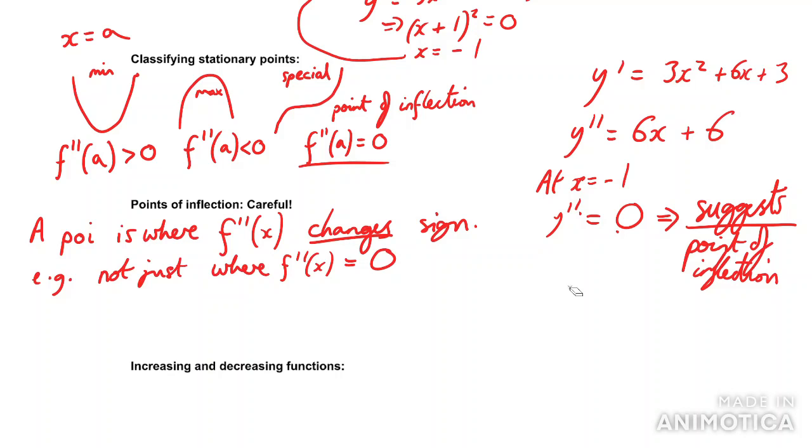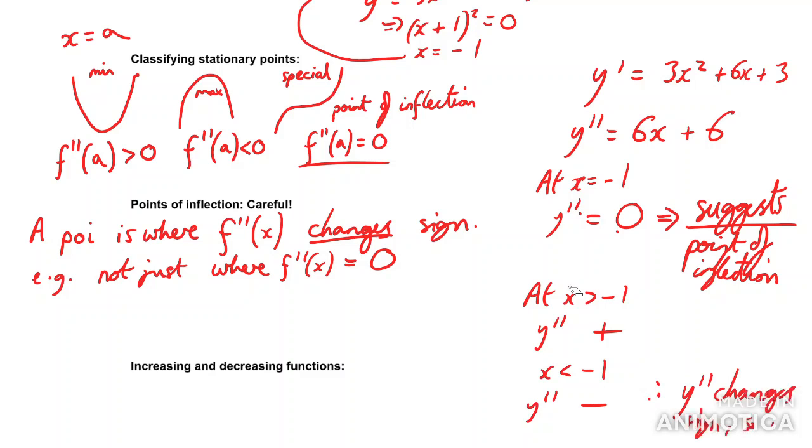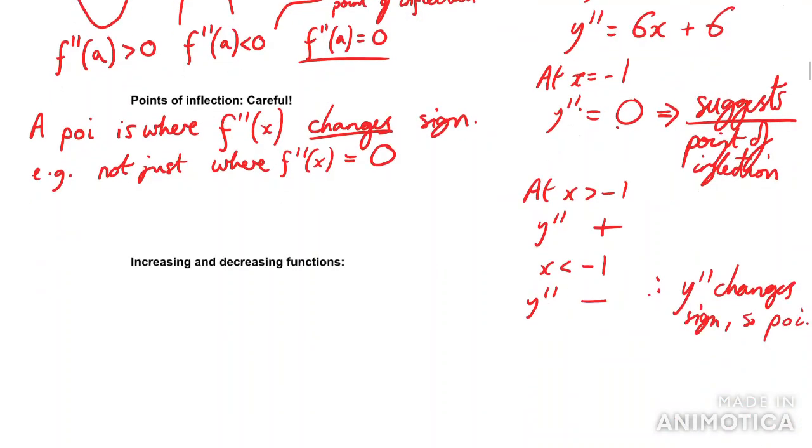So looking at our example, what we can say is that for x greater than -1, y dash dash is positive, and for x less than -1, y dash dash is negative. Therefore y dash dash changes sign, so it is a point of inflection. But let's see a very simple example of where it's not necessarily going to be a point of inflection.